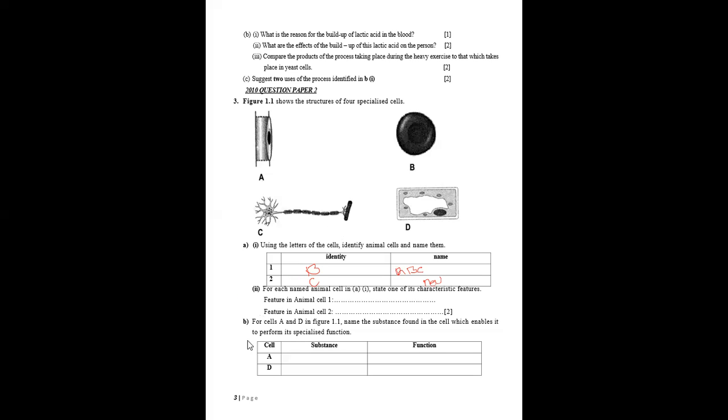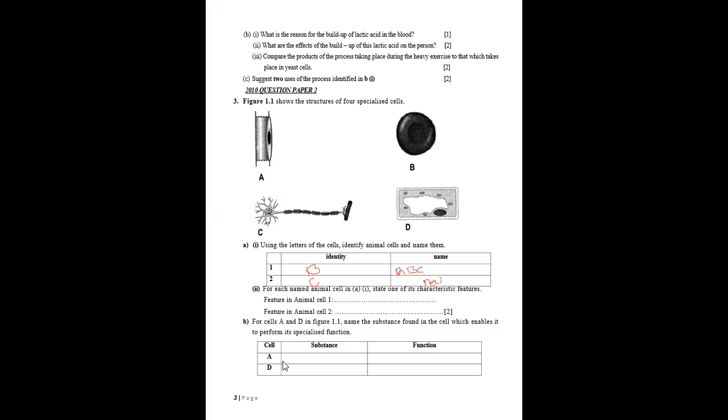B. For cells A and D in figure 1.1, name the substance found in the cell which enables it to perform its specialized function. For A, it is the cross walls, the plates. The function is that it allows food to pass through from one cell to the other.